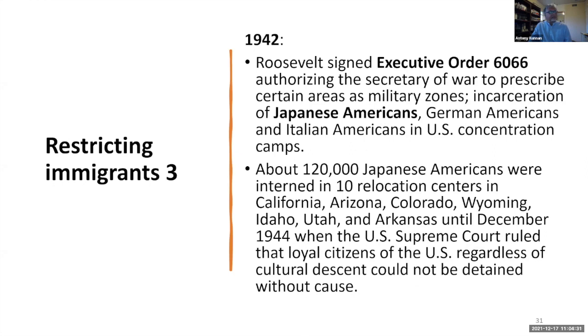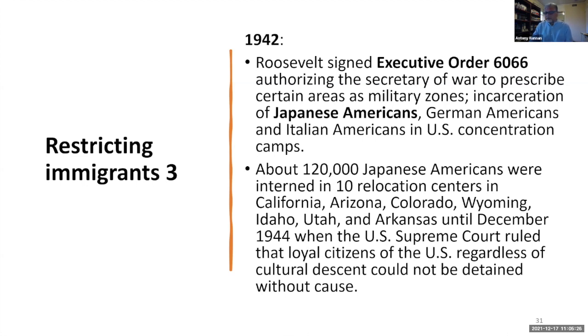Such restrictions continued, as you can see, with Roosevelt signing Executive Order 6066, which authorized incarceration of Japanese Americans, German Americans, and Italian Americans in US concentration camps during the Second World War. But the brunt of this order was felt by Japanese Americans. 120,000 of them were interned in 10 relocation centers in California, Arizona, Colorado, Wyoming, Idaho, Utah, and Arkansas until 1944, when the US Supreme Court ruled that loyal citizens of the United States, regardless of cultural descent, could not be detained without cause.